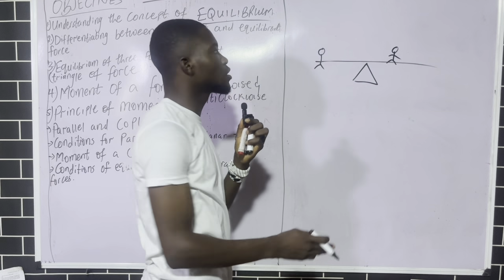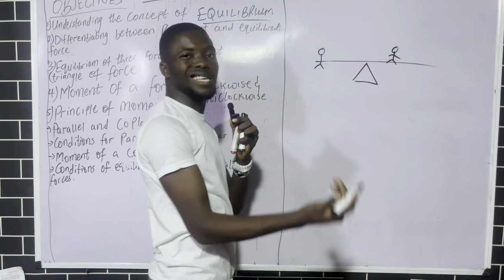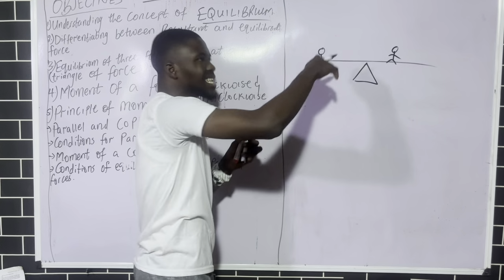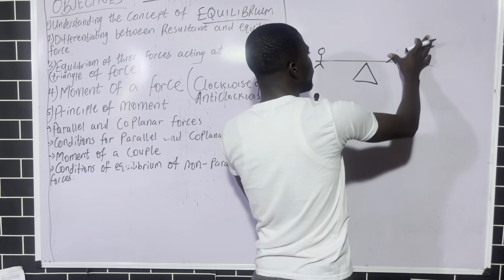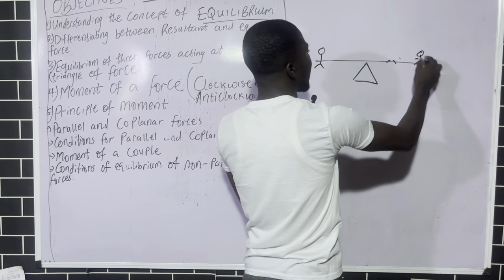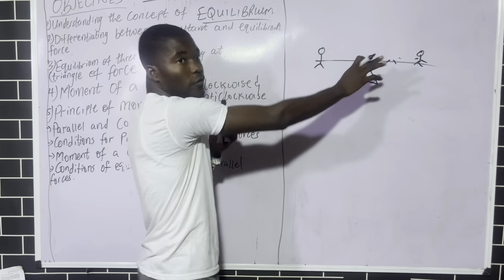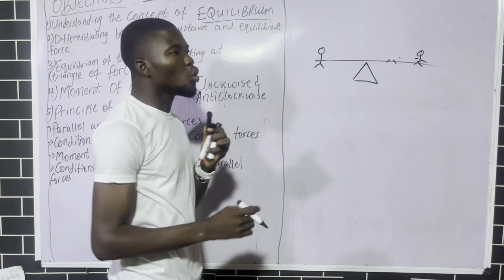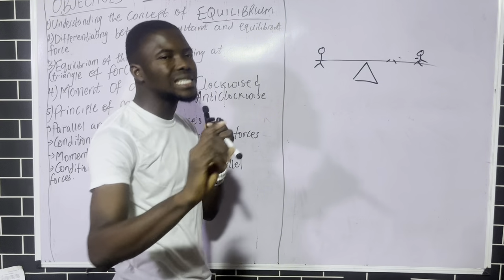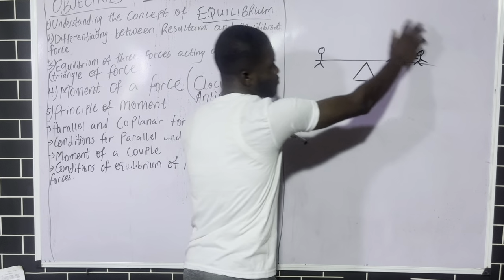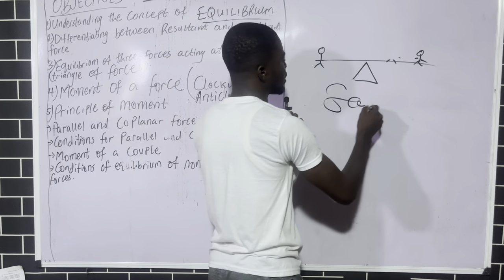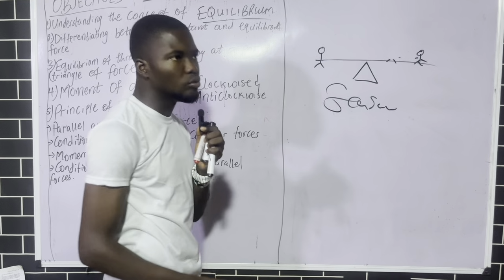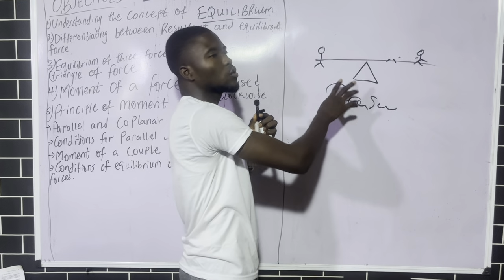Yes, it will still turn, because although both boys have the same mass, one is at the edge but one is closer to the fulcrum. One side will still go down. But when I place this boy at a point that is at equal distance from the fulcrum, and of the same mass, so both have the same weight, then this thing will be stable. So when we say equilibrium, it is the point at which this seesaw becomes balanced.